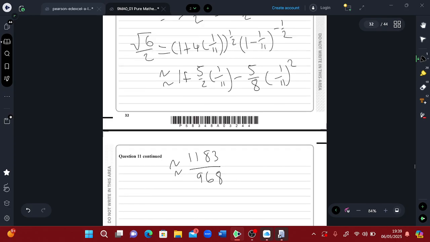But this gives you an approximation of root 6 over 2. So to get root 6 on its own, you need to double it, okay? So it's 2 times this.